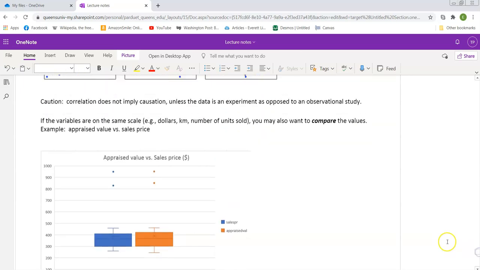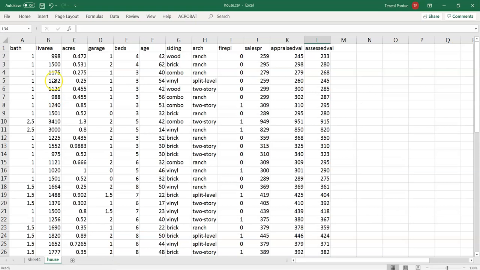All right. So next I want to talk about part of this. Another thing you might want to do with two quantitative variables is compare them. Now this only works if the variables are on the same scale. So we can't compare, for example, living area and acres, because living area is in square footage and lot size is in acres. And it wouldn't make sense to compare those anyway.